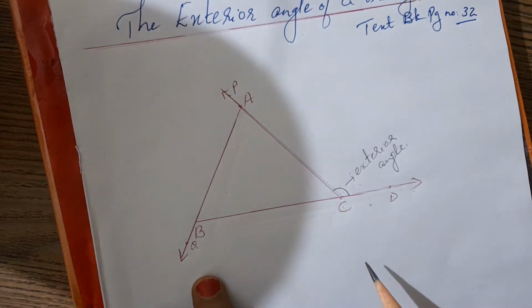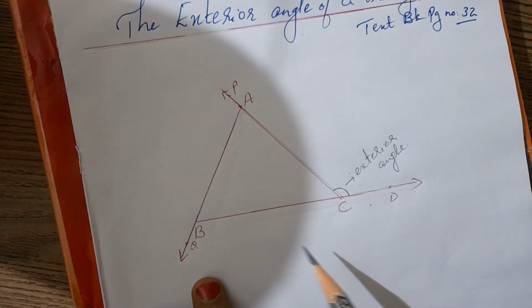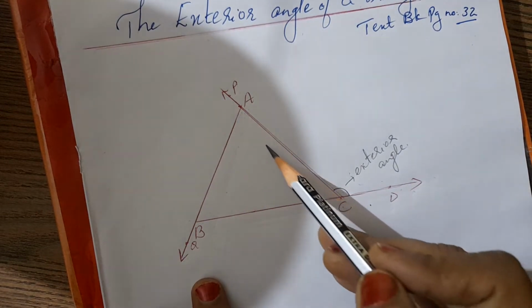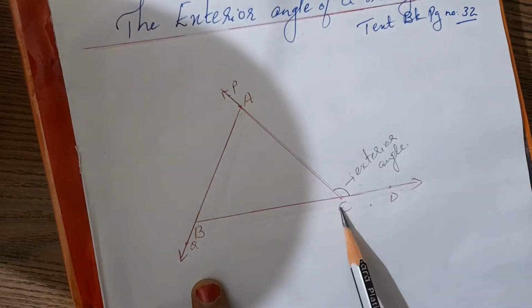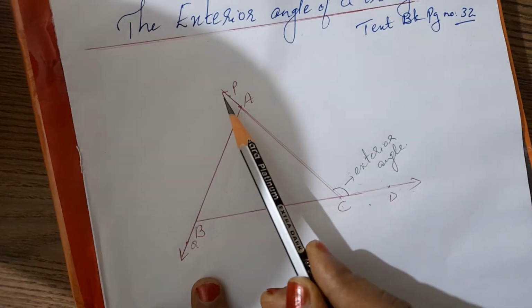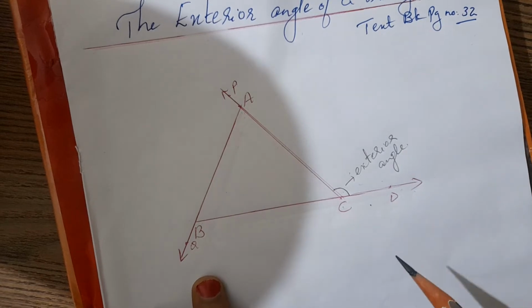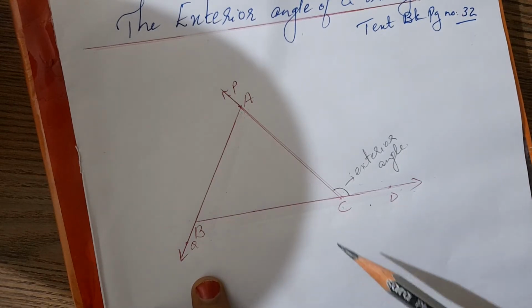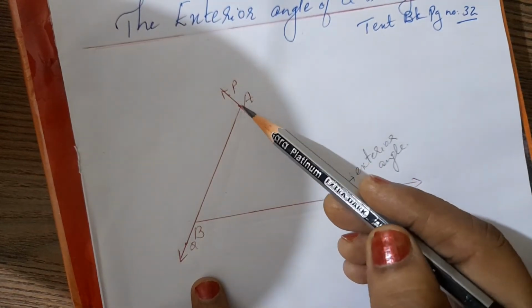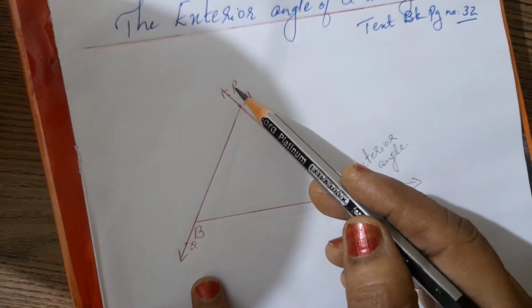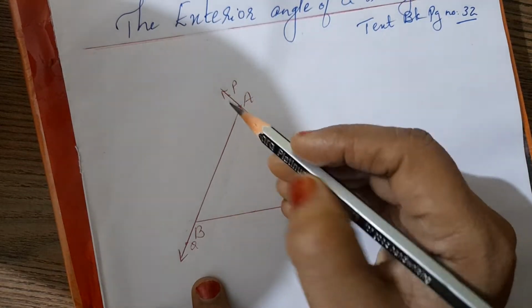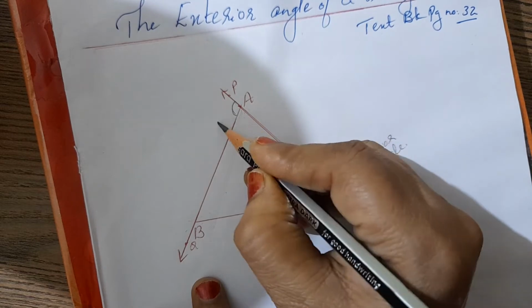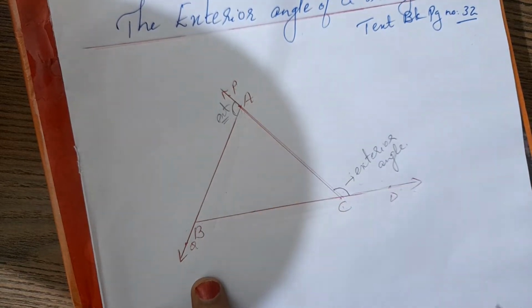Now, you can also see that I have extended the side AC and I have taken a point P over here. So here also, children, we are getting angle PAB. It is also forming an angle PAB. So this particular angle is also an exterior angle.